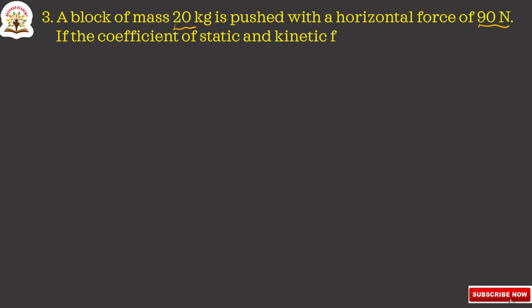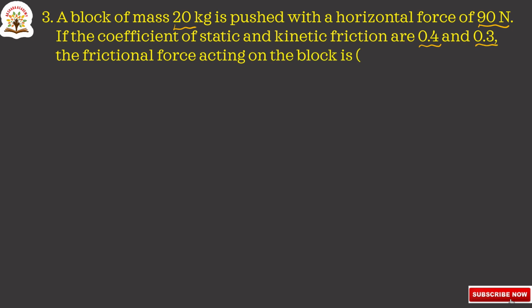A block of mass 20 kilogram is pushed with a horizontal force of 90 newtons. If the coefficients of static and kinetic friction are 0.4 and 0.3, the frictional force acting on the block is? Here in this question they have given a block of mass 20 kilogram pushed with a horizontal force of 90 newtons, and the static and kinetic friction coefficients are 0.4 and 0.3. We have to calculate the frictional force acting on the block. Here they have given g as 10 meters per second square. Now let us go to the solution.